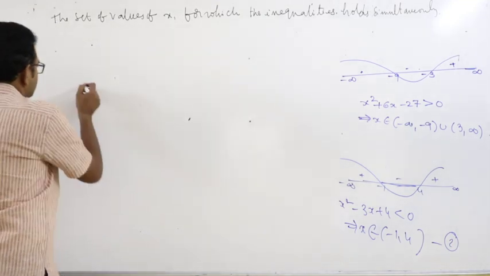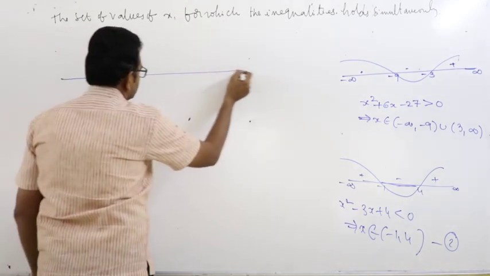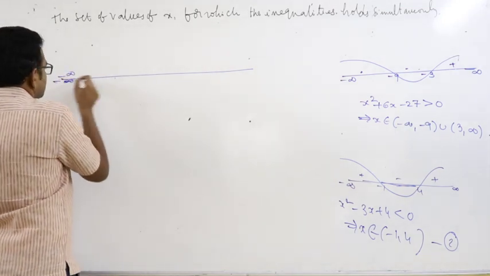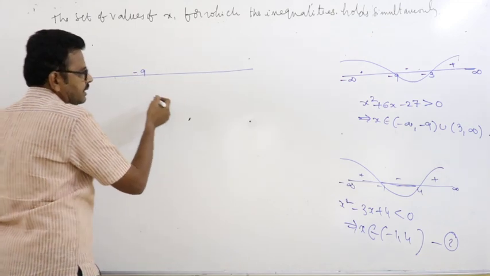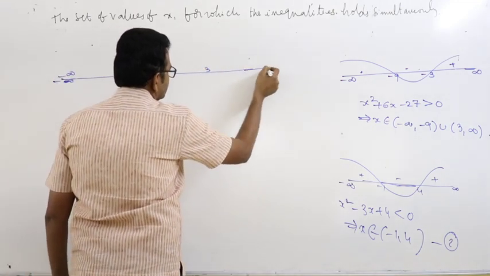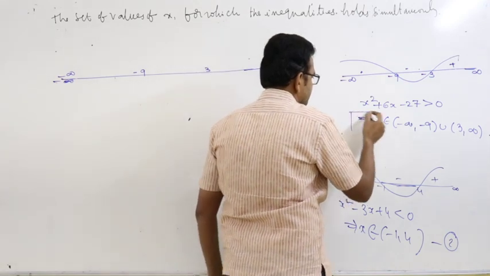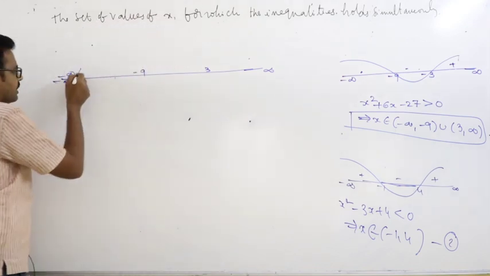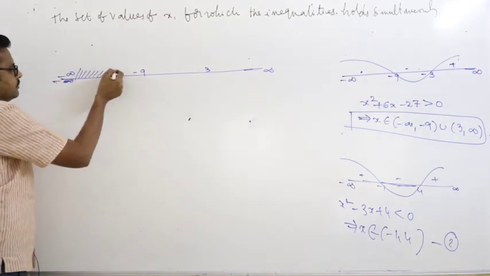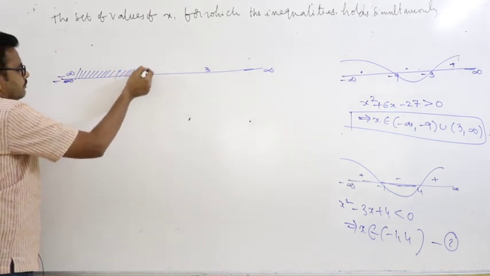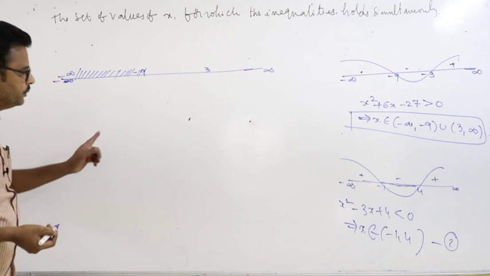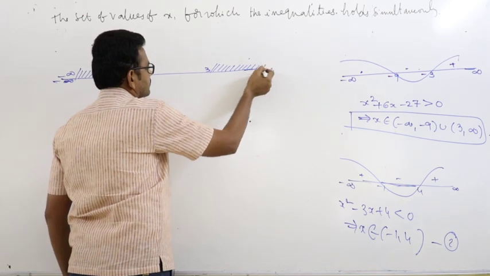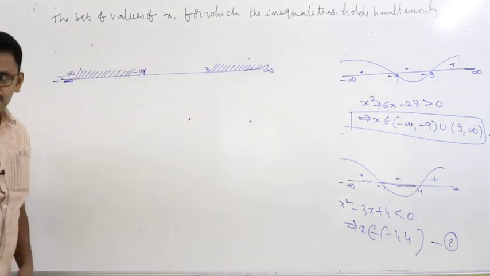First, I can draw the graph. So this is minus infinity, this is minus 9 and this is 3, infinity. See this one: x belongs to minus infinity comma minus 9, I can draw this, union 3 to infinity. So the first expression is valid for these values.